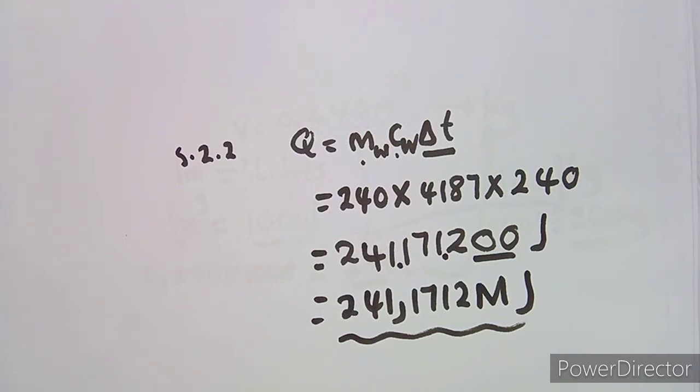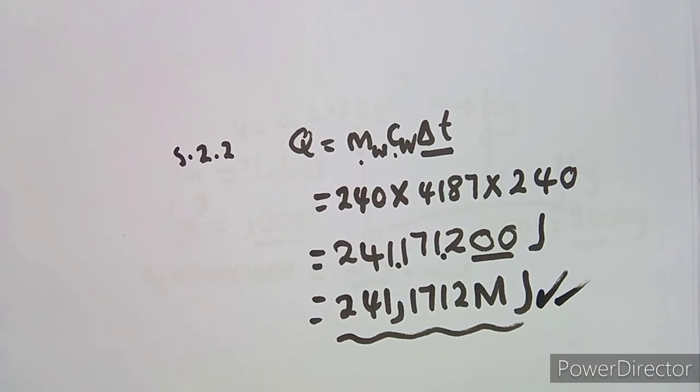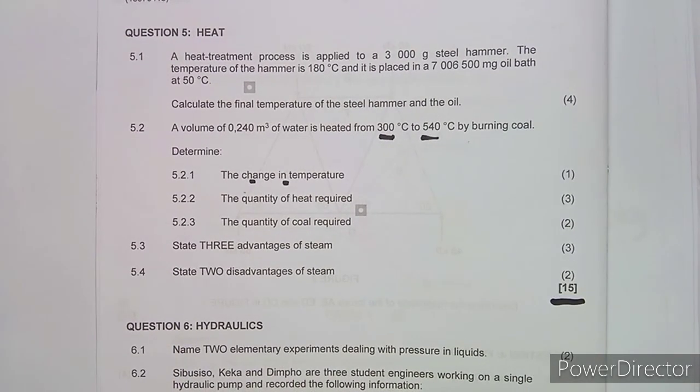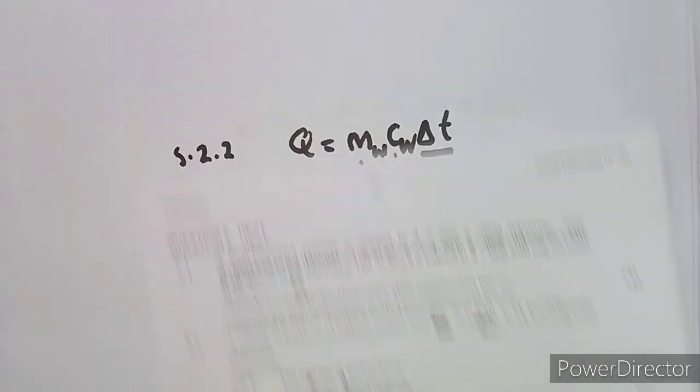We've got the quantity of heat. Take note, it's the quantity of heat, the amount of heat that is required. This heat is also used by the same coal that we are given. So it can help us now to calculate 5.23, where we are asked to calculate the quantity of coal required. This is not the heat of coal, but the quantity, because the coal is using the same heat, which is this one.